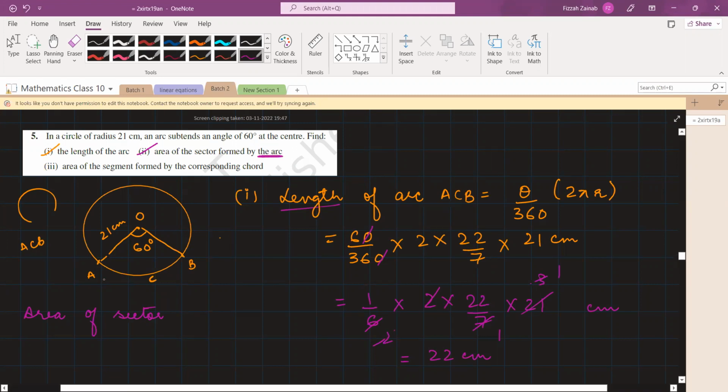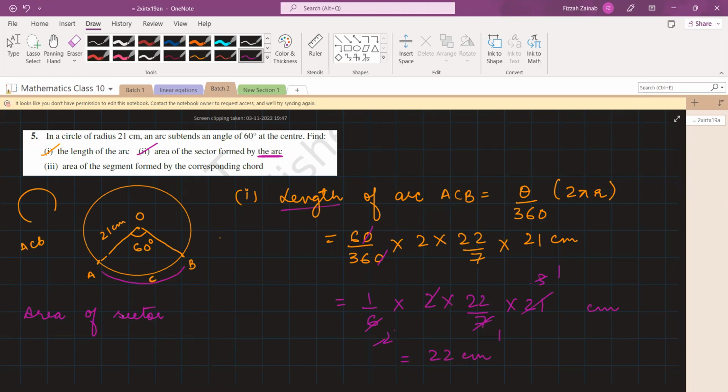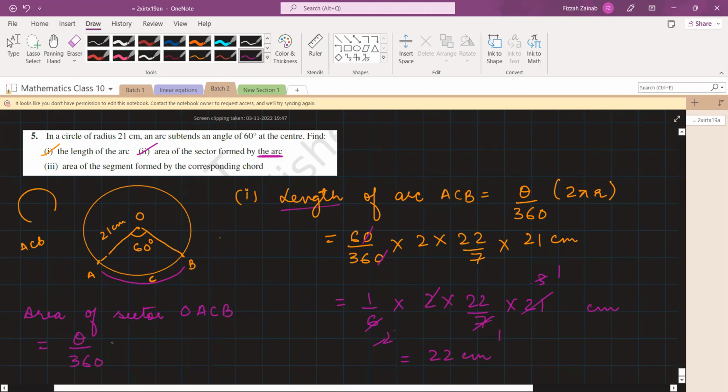And you are considering this arc, isn't it? Yes. So this arc is forming minor sector here. So area of minor sector you will take. Okay, thank you. So OACB, this way you can name it to identify. C is a point we have mentioned somewhere on the arc, to make it clear that this sector we are taking, not the major one. So OACB. This is theta by 360 into pi r square.